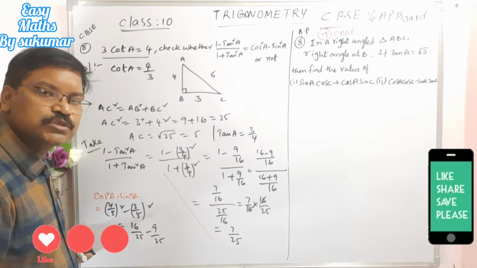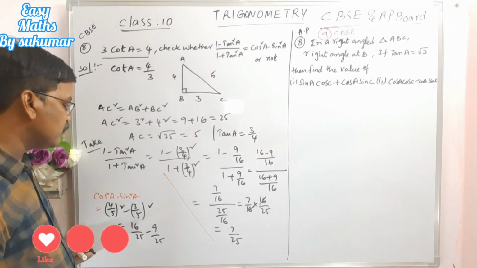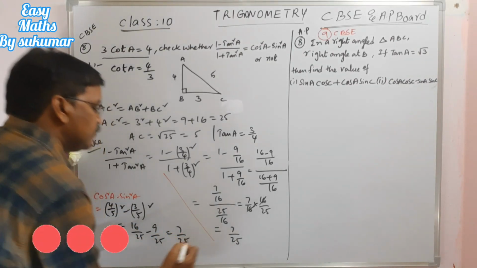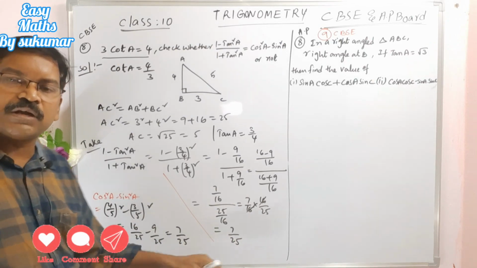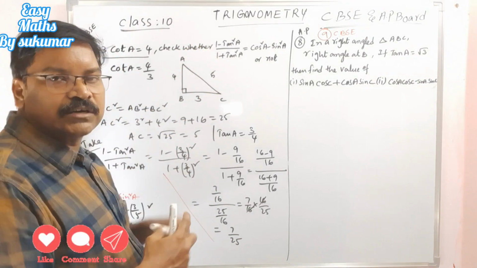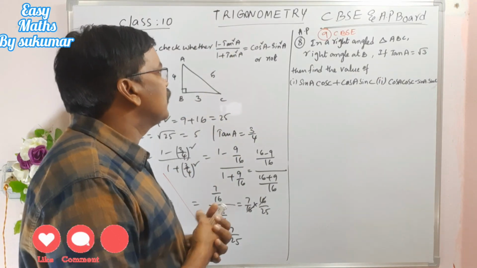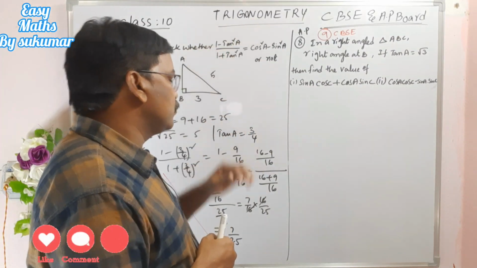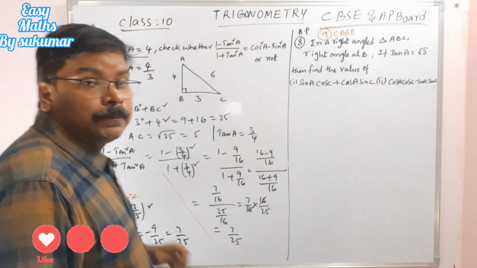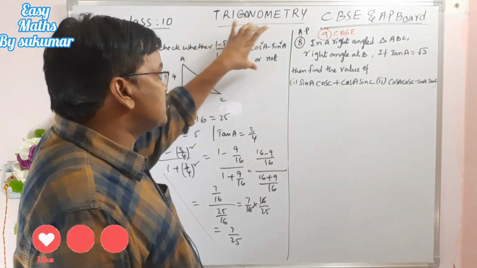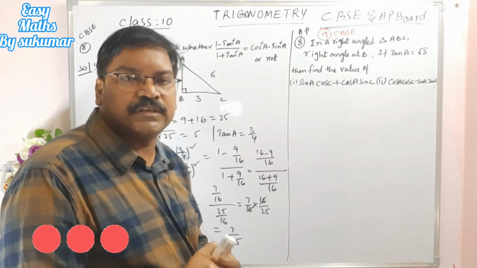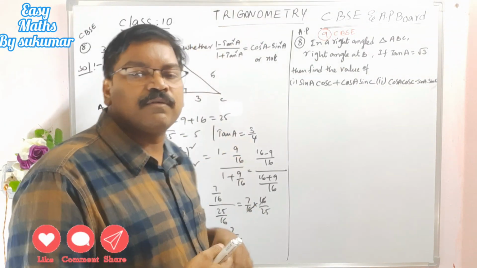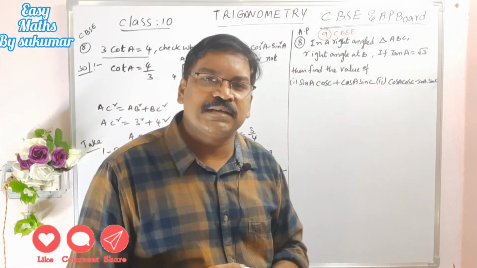Why? 4 by 5 whole square means 16 by 25. 3 by 5 whole square is 9 by 25. So my dear students, this is equal to 7 by 25. So here this LHS and RHS both are equal. So that means we can come to the conclusion here: 1 minus tan square A by 1 plus tan square A is equal to cos square A minus sin square A. Actually, there is an identity that 1 minus tan square A by 1 plus tan square A is equal to cos square A minus sin square A.